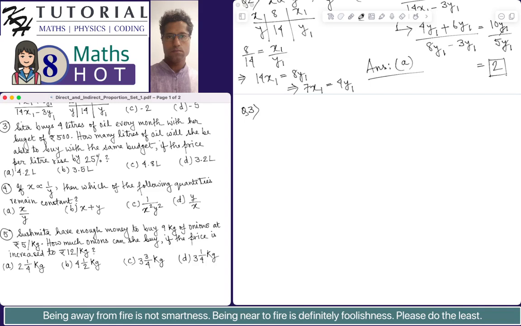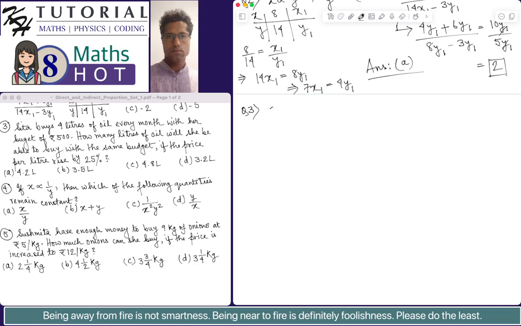So now the concept is that if you have a fixed budget, then the amount of oil, that is the liters of oil, and the price of the oil per liter, these two quantities will be in inverse variation, because you have a fixed budget of 500 rupees. If the price per liter of the oil increases, definitely you can purchase less oil, and conversely if the price decreases, you can purchase more oil.